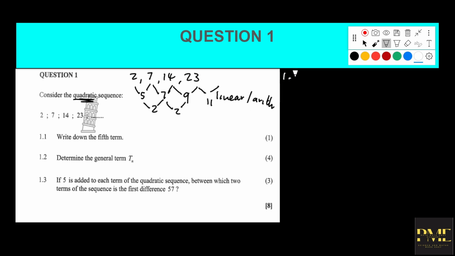So 1.1 uthi write down the fifth term. So sibonele ukuthi what we can do to actually determine the next and next term. So therefore the fifth term can be calculated by ukuthatha 23 si add 11 ngiyona. So therefore our fifth term, which is term number 5 or T5, is equals to 34.